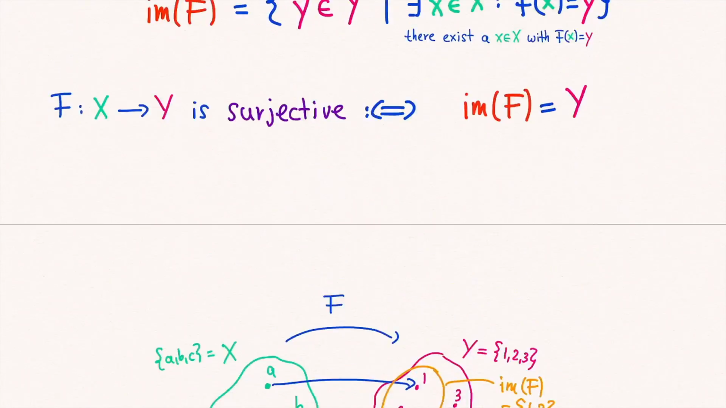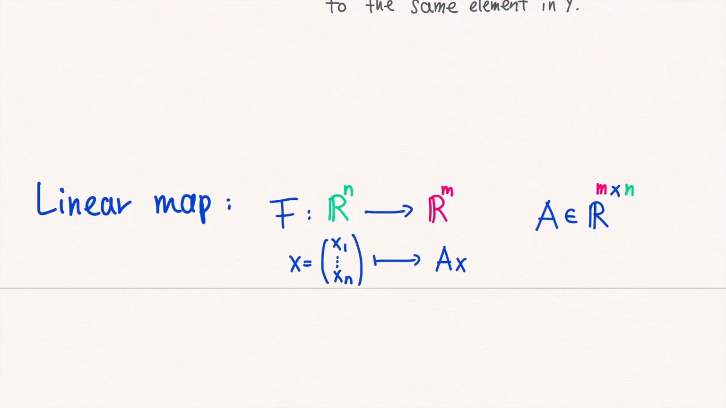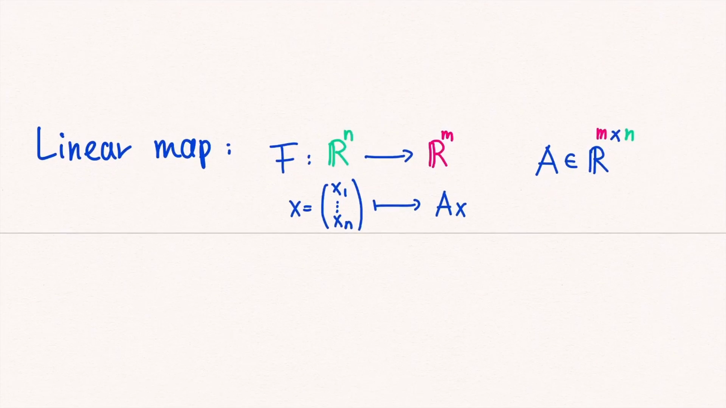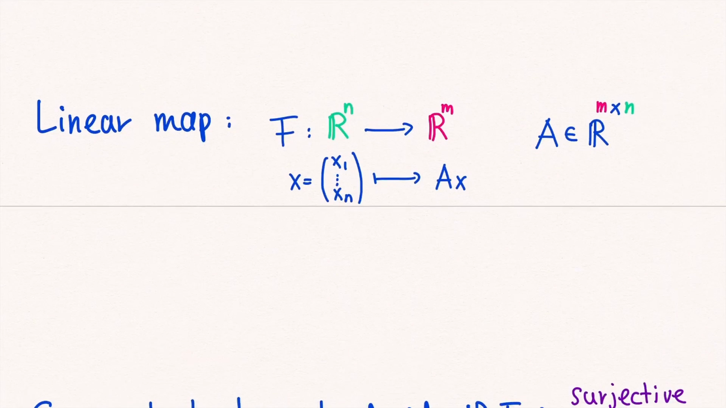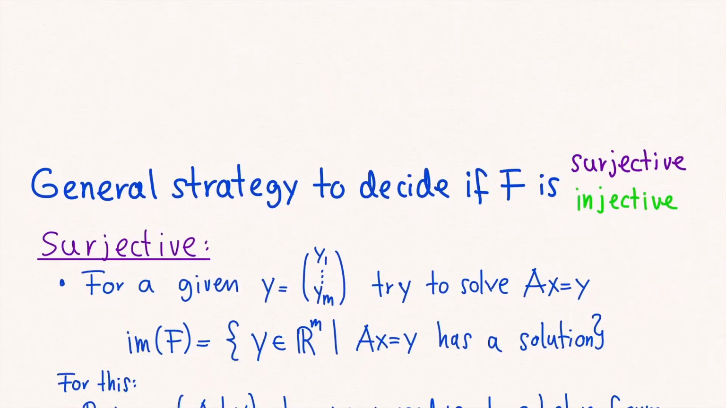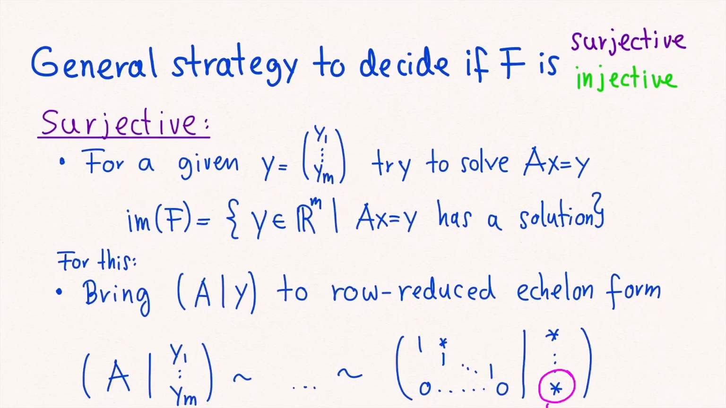Okay, but now if we have a linear map, the question is, how can we actually decide if this linear map is injective or surjective? This will depend, of course, on the matrix A, but it will also depend on these numbers n and m. And we will do 4 examples for this. But in general, there's a recipe you can use. There's a general strategy to decide if this linear map F is surjective or injective.